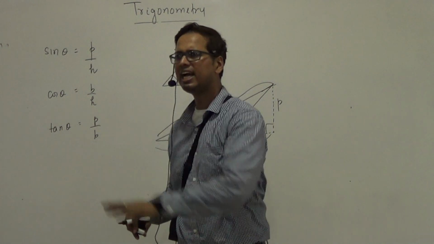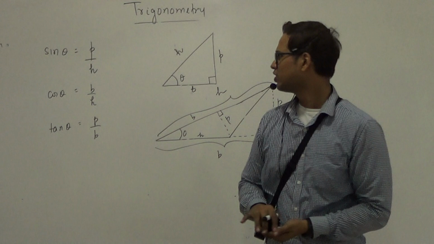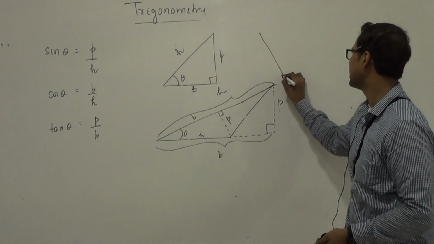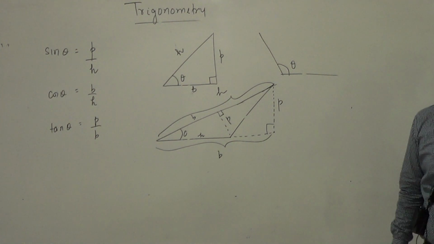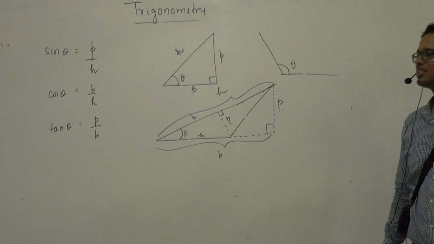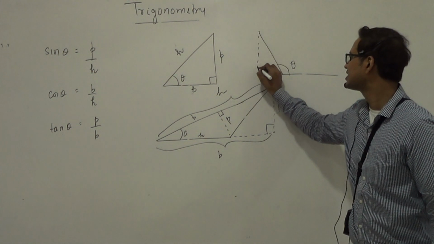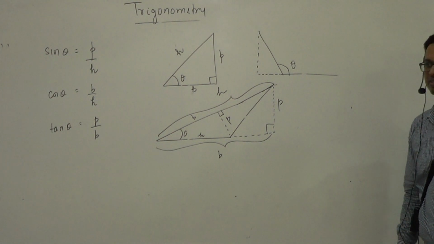So if I give you any angle upward, you can actually make a reference triangle from it. If I mention an angle like this, can you find sine of theta for this? Yes, you can. How do you make a reference triangle for this? You will make a reference triangle like this. Are you getting this point?